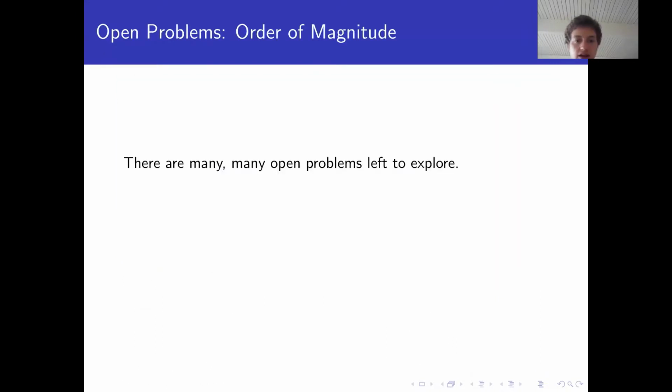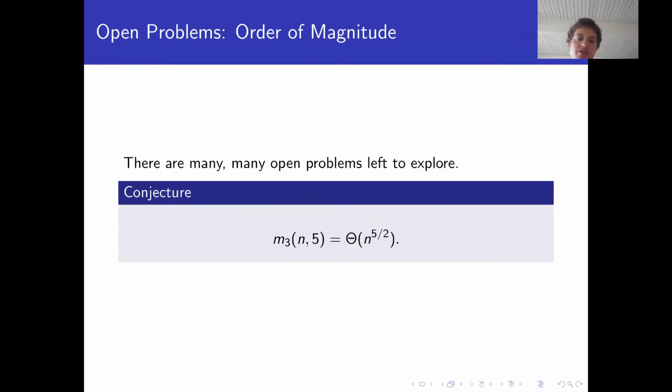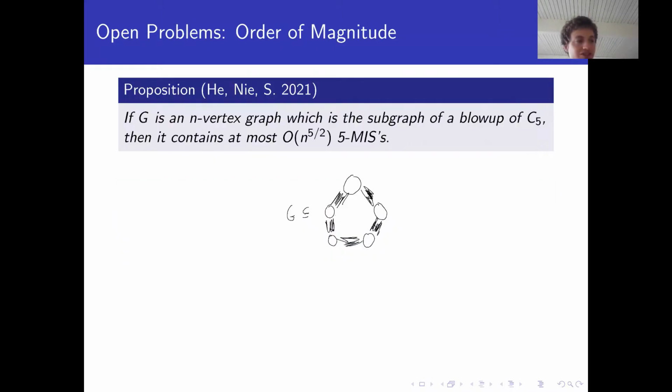Okay, so with that, I want to talk a bit more about some open problems, of which there are many. Perhaps the simplest open problem we have is the following. You have an n-vertex triangle-free graph. The conjecture is that the number of 5-MISs it has is at most n to the 5 halves. And we have some partial progress on this. We have a result which says that if you have an n-vertex graph which is a subgraph of a blowup of C5, then this graph G contains at most n to the 5 halves 5-MISs. In other words, if G is some subgraph of this graph, then it's not a counterexample to this conjecture on the previous slide.